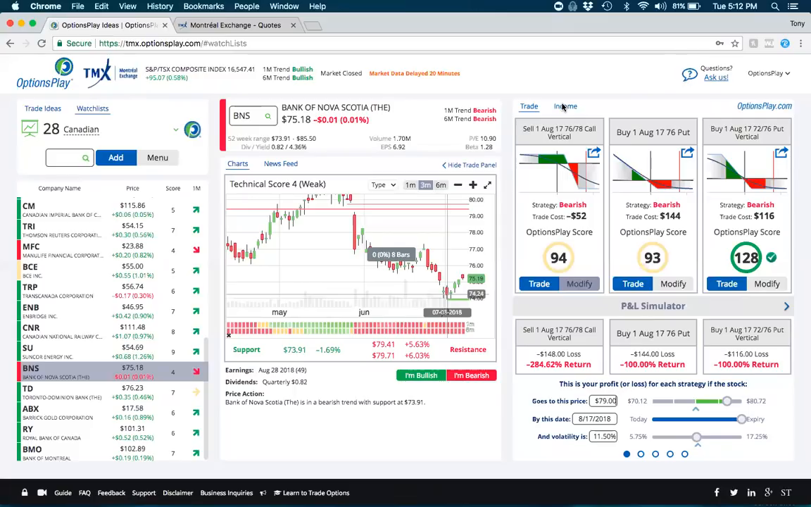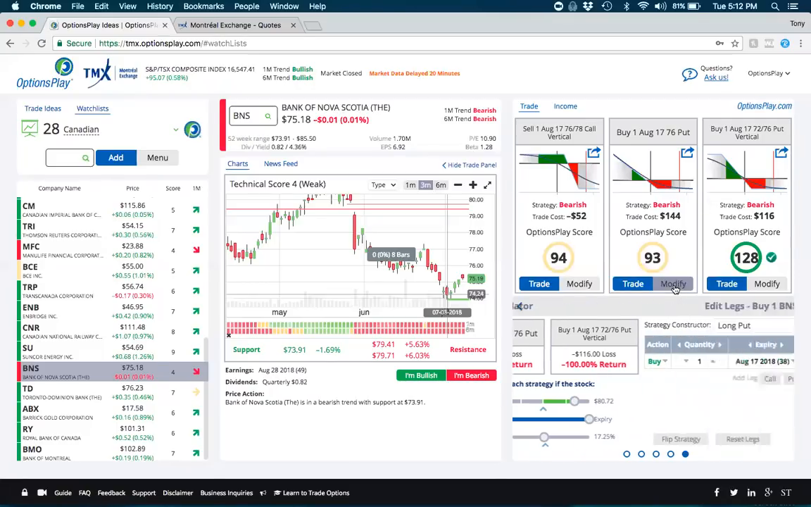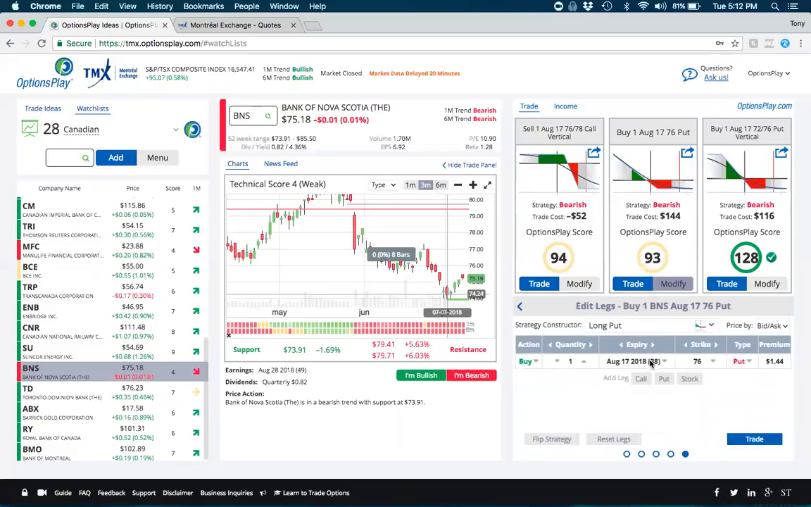What if you want a longer expiration? Great question, Steve. If you want to trade a longer dated expiration, let's say you're looking at this Bank of Nova Scotia example here, and you want to trade a longer dated option, you can always click on modify for any strategy, and you can use the strategy drop down to select a different expiration, or you can simply use the expiration slider. You can move it out one expiration or in one expiration simply by clicking on the slider.